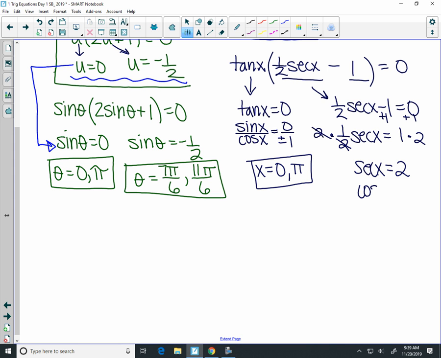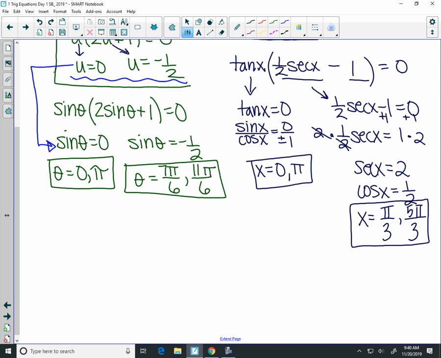Secant is 2, where cosine is 1/2. And cosine is 1/2 at our thirds. So that's going to be pi over 3 for the first quadrant, and 5 pi over 3 for our fourth quadrant. So that's GCF. Solving directly, taking square roots, GCF. Now we're going to trinomial.